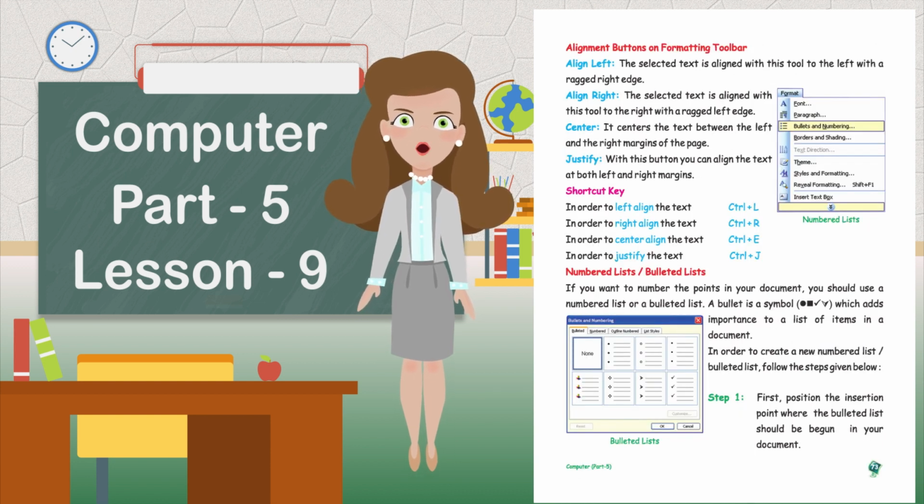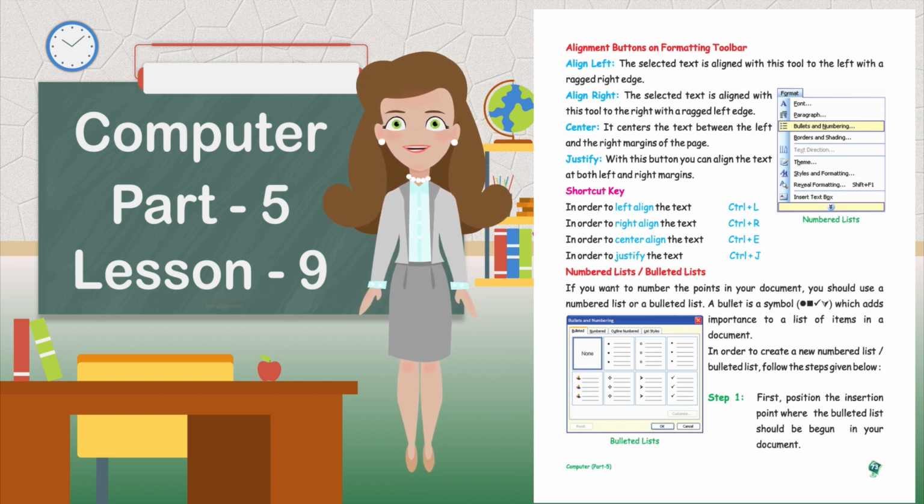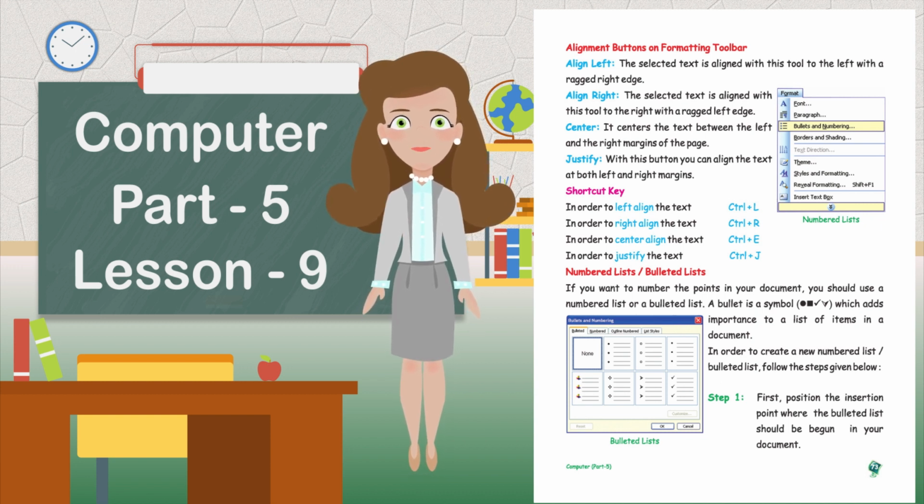Alignment buttons on Formatting toolbar. Align left. The selected text is aligned with this tool to the left with the dragged right edge. Align right. The selected text is aligned with this tool to the right with the dragged left edge. Center. It centers the text between the left and the right margins of the page. Justify. With this button, you can align the text at both left and right margins.